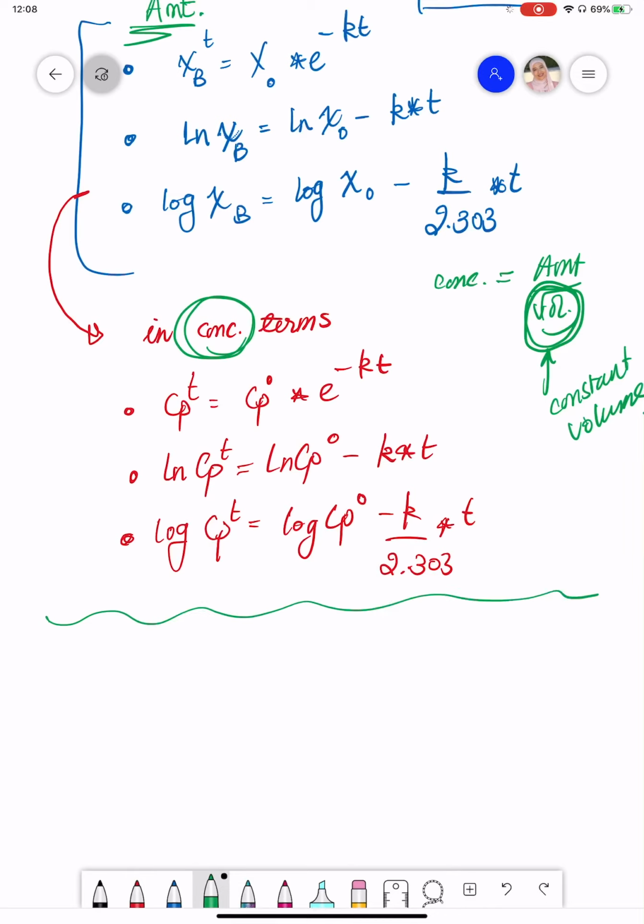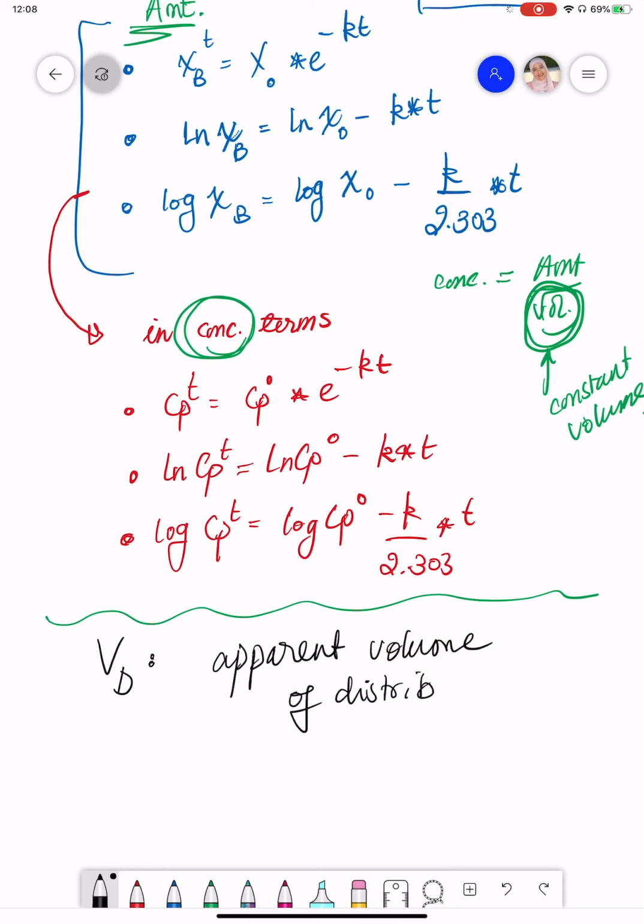And why do we call it an apparent volume of distribution, which as a symbol is called Vd? Because it is simply not a physiological volume. Because it's not a physiological volume, that's why it's called an apparent volume of distribution. Why is this, or how can we understand this point?